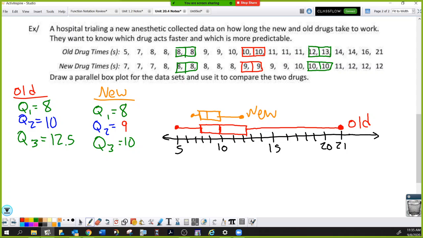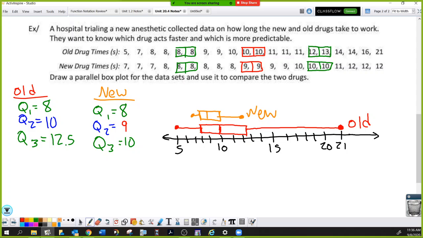So, looking at these two box plots, we're supposed to compare the two drugs. Well, which one is faster generally? And how would you know? Okay, so which one has the chance of acting the fastest? Old one, clearly. It has a chance of acting the fastest, right?